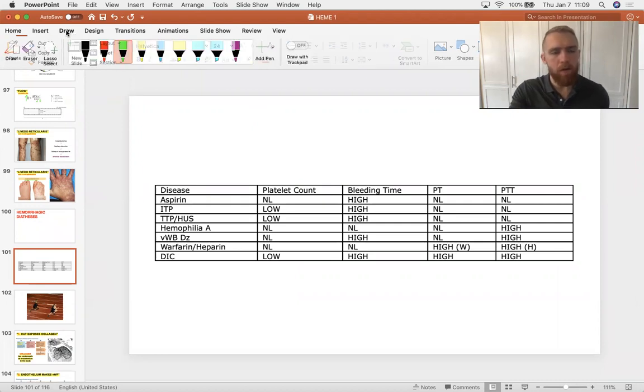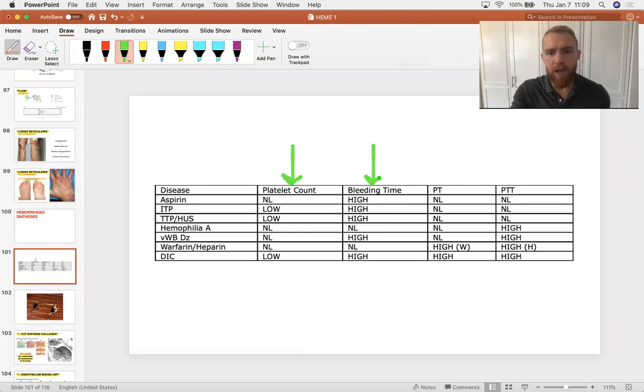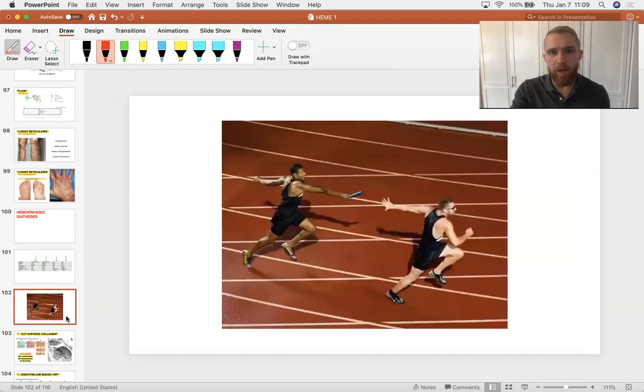And on this chart, two of them, platelet count and bleeding time, are evaluating platelet function. And the other two, prothrombin time and partial thromboplastin time, are evaluating clotting factor function. So we've really got four big tests for bleeding problems, and two of them have to do with platelets, two of them have to do with factors. That makes a lot of sense because hemostasis is always a two-man job.